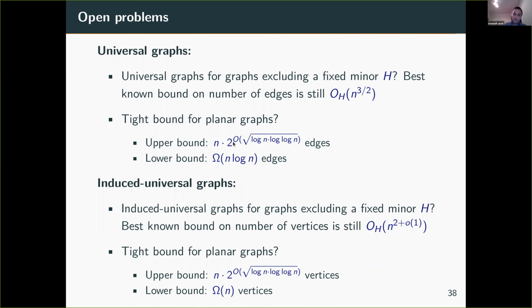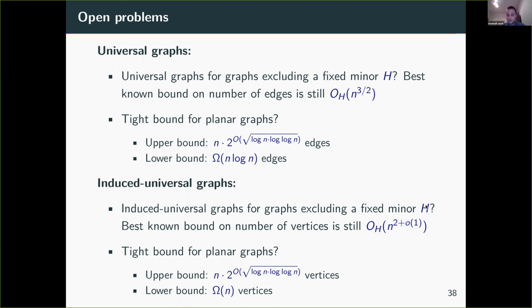For planar graphs, we have a near linear upper bound. In terms of lower bounds, we only have these n log n lower bounds from trees. So for all I know, this might be the real answer. So it would be nice to tighten this up. And there are the corresponding questions for induced universal graphs.